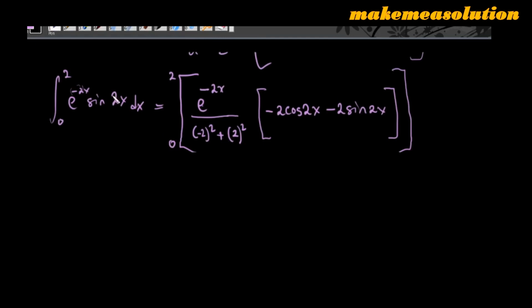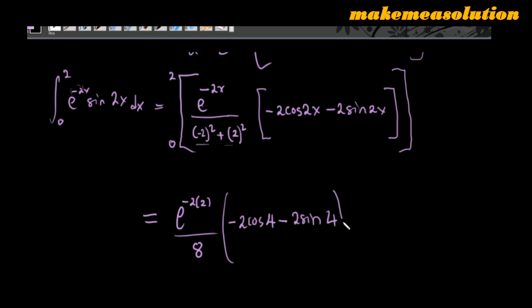Now, when we solve this definite integral, we already use our reduction formula to arrive at this level. So it means that we are going to substitute all these things when x is 2, then subtract from when x is 0. So you have exponential minus 2 into 2 and divided by this is going to give you 4 plus 4, which is an 8. Then into, you now have minus 2 cos 2 times 2 is 4. Remember, we are starting with when x is 2, then minus 2 sine 2 times 2 is 4. Then we are going to subtract from when x is 0.